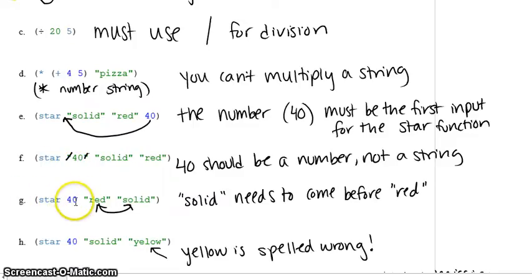Letter G looks correct. It's star, and then it's a number, a string, and a string, until you realize that the 2 strings are in the wrong order. We're supposed to see the solid or outline string first, and then the string that tells the color second. Letter H, a little bit tricky. The word yellow is actually spelled wrong here, so if you type this code into the computer, it will not work. You'll get an error because of the spelling.